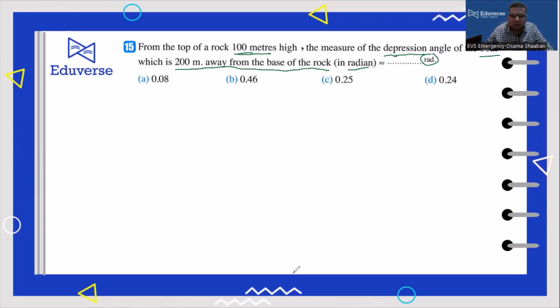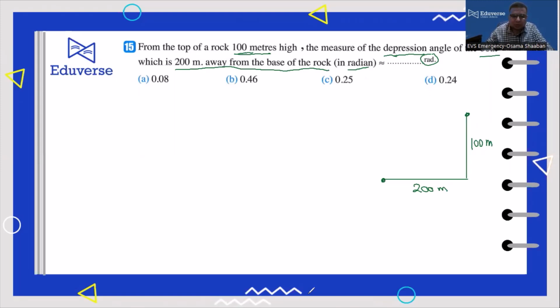Okay, let's first draw the horizontal line, and the height of the rock is perpendicular to the horizontal line. So this height is 100 meters. And far away from the base of the rock is the foot, and the height here is 100, and the foot from the base of the rock is 200 meters. The angle here is the angle in radians.